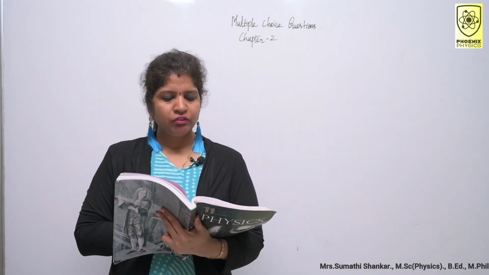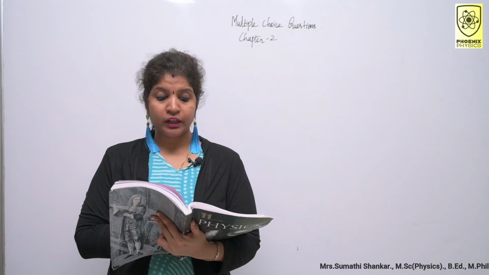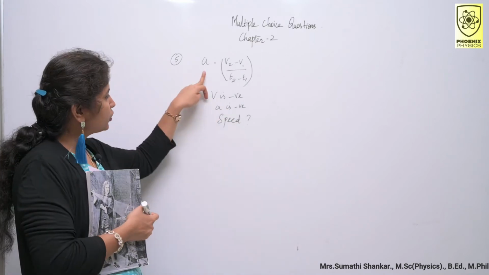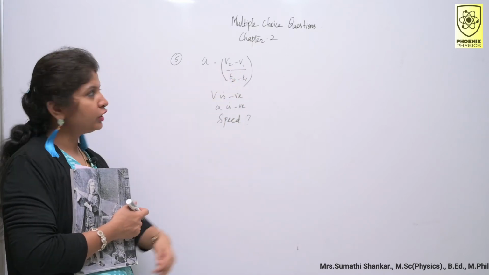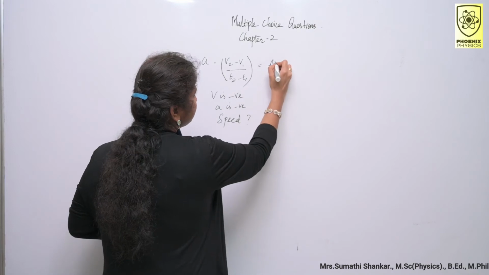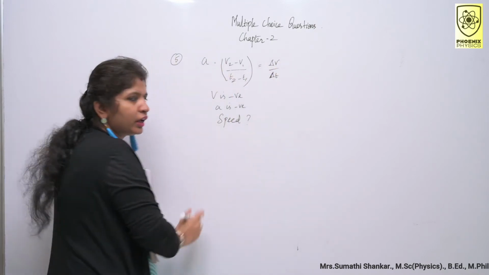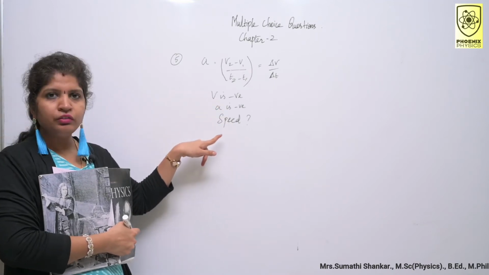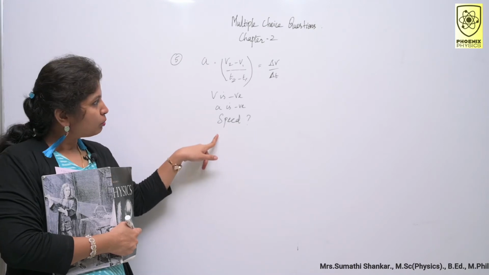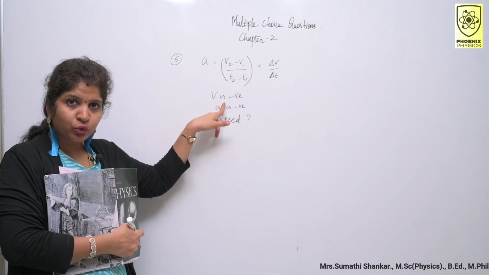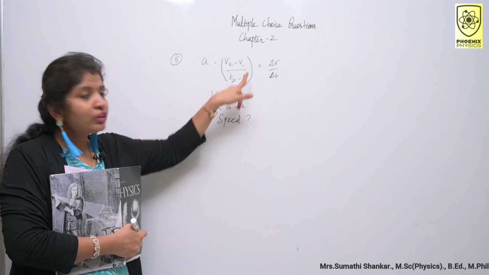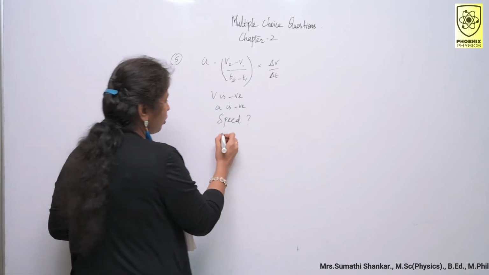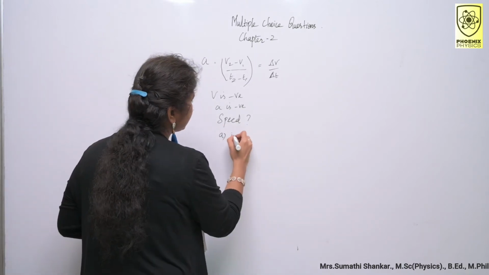Fifth question, if a particle has negative velocity and negative acceleration, its speed. You know the acceleration formula, a is equal to v2 minus v1 divided by t2 minus t1. That is delta v by delta t, which is nothing but our acceleration. Here v is negative, then a is negative, and you have to find out the speed. If you want a negative value, you should increase the magnitude of the velocity. So your option is A, that is increases.